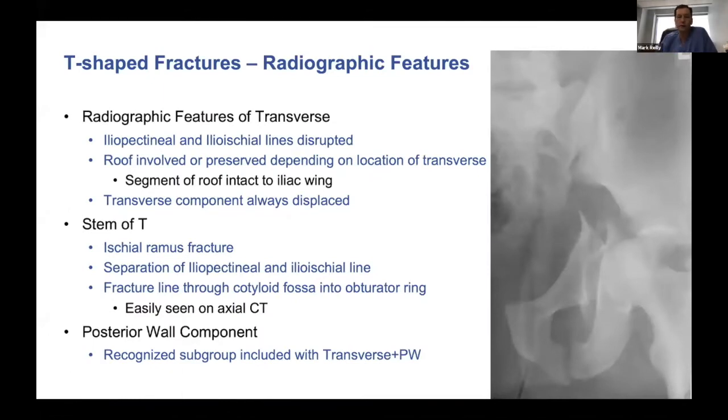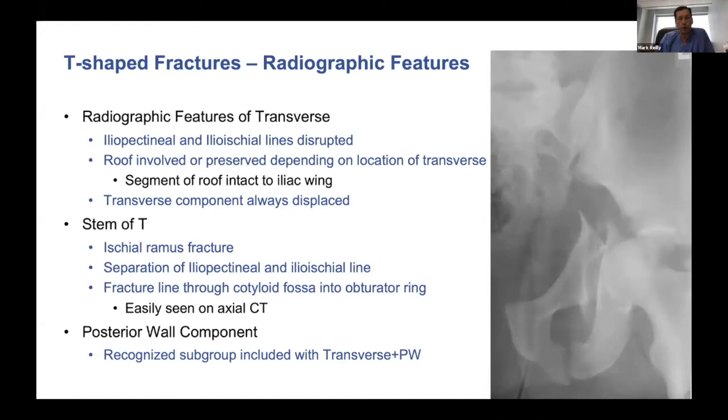So the radiographic features are simply those of the transverse. So again, we would have the iliopectineal and ilioischial lines disrupted, and the roof may be involved or preserved dependent upon the location of the transverse. So the transtectal transverse would involve the roof shadow, whereas the juxtatectal and infratectal T-shaped fractures would preserve the roof shadow. But there will always be a segment of the roof which is intact to the iliac wing, helping us distinguish this from any type of associated both column fracture.